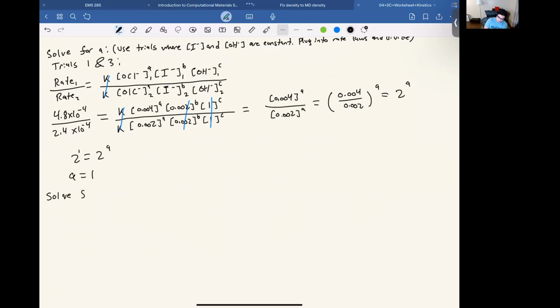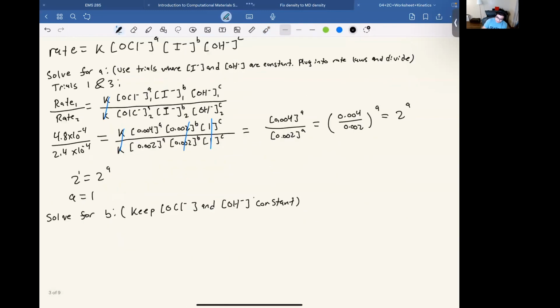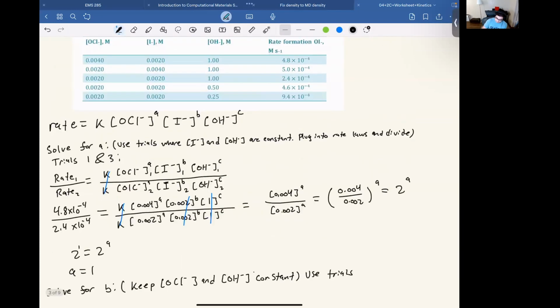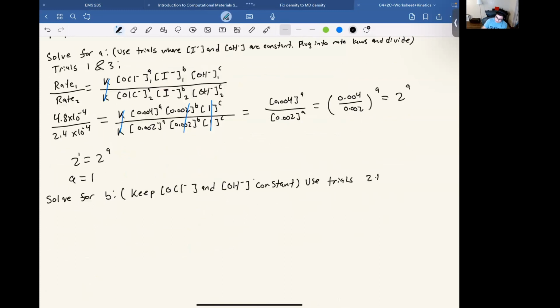Solving for B, I'm going to keep OCl minus and the hydroxide constant. So basically what I just did for A, except the other two things I'm going to keep constant. So for this, I'm going to use trials, I think it's 2 and 3. I'm going to use trials 2 and 3.